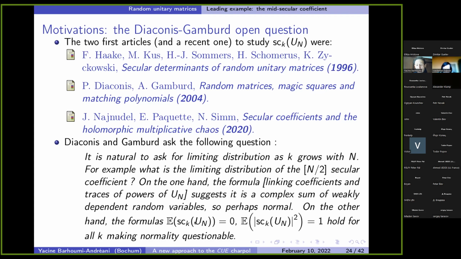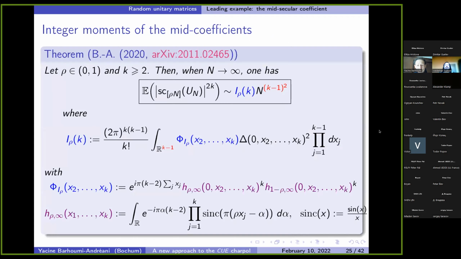On the other hand, the formula expectation 0 and expectation of the square modulus equals 1 hold for all k, making normality questionable. And so here is a theorem of mine that you can find on arXiv that computes the precise behavior of the moments of the mid-secular coefficient. I could take rho equals 1/2, but I take a general rho. And you see that this is n power (k minus 1) square, which means that it cannot be Gaussian. Gaussian would be k square or k square minus alpha k, but it cannot be (k minus 1) square.